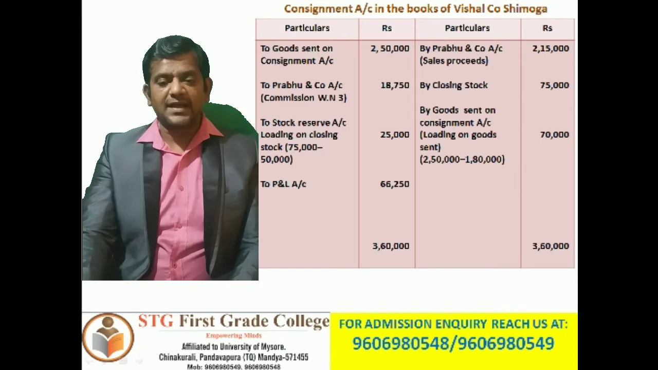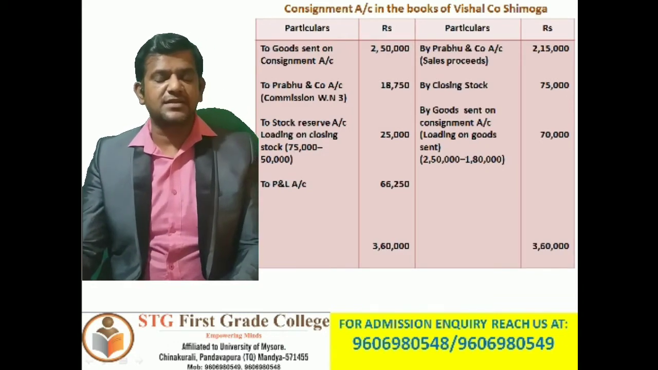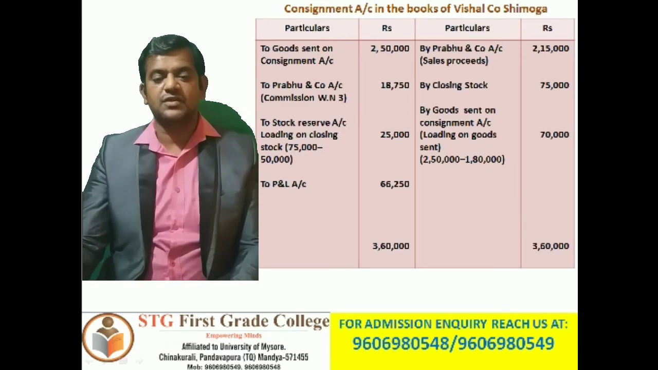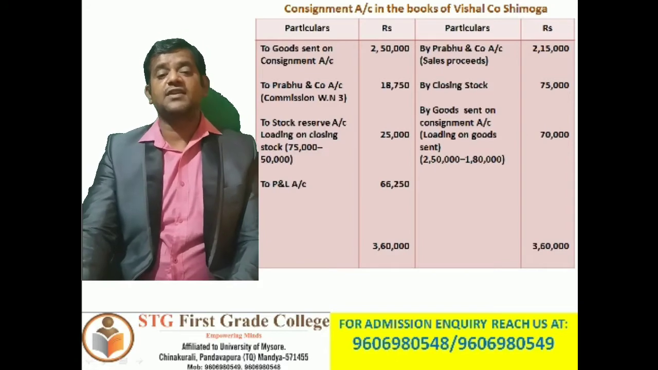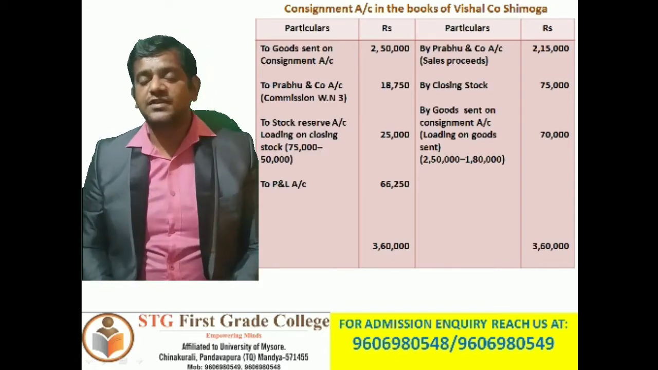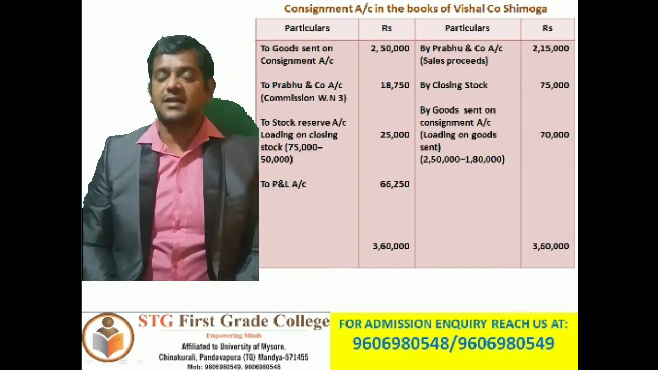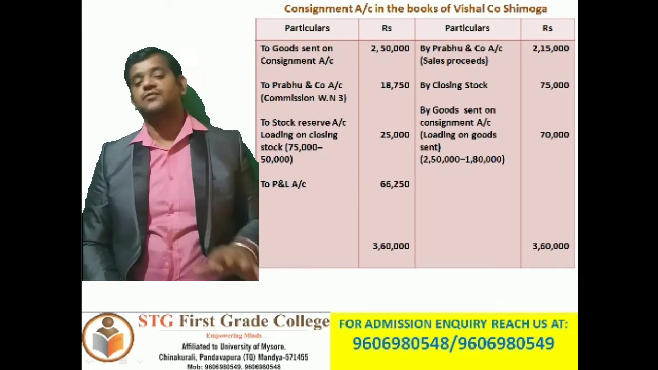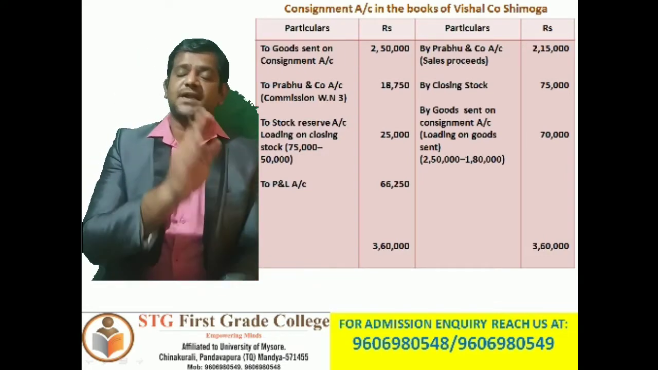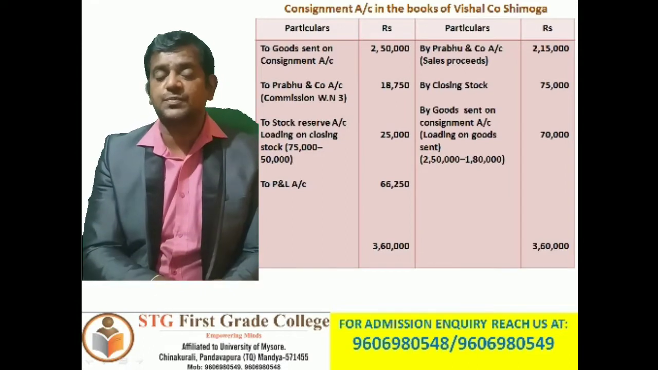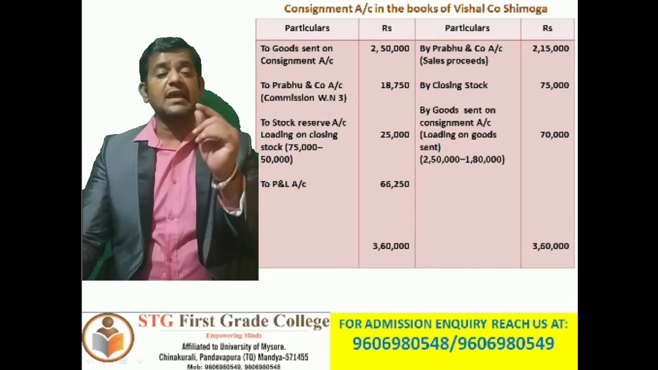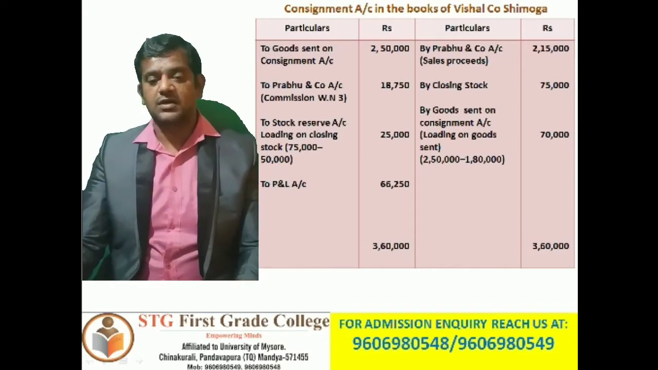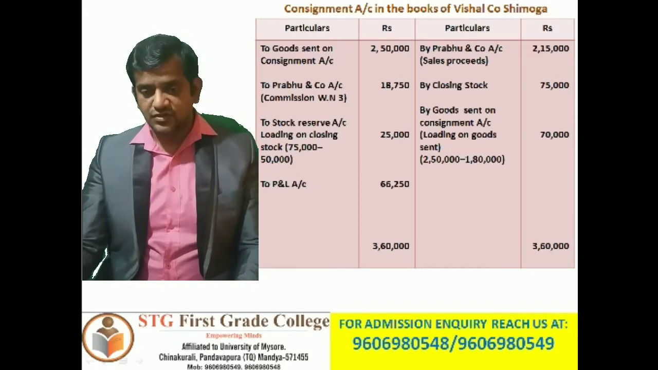75,000. So what is the net price of that 75,000 value? Cost including freight is rupees 50,000. Cost price is 50,000, so he has given it clearly. So that closing stock value of 75,000, the cost value of the same is 50,000 rupees. So invoice price 75,000 minus cost price 50,000, the difference is 25,000. So that is the reserve on closing stock.